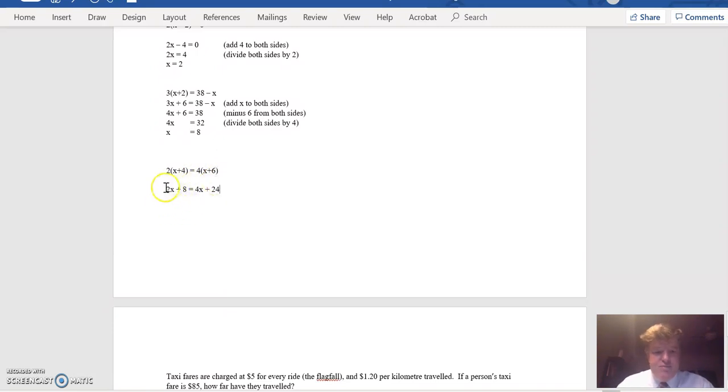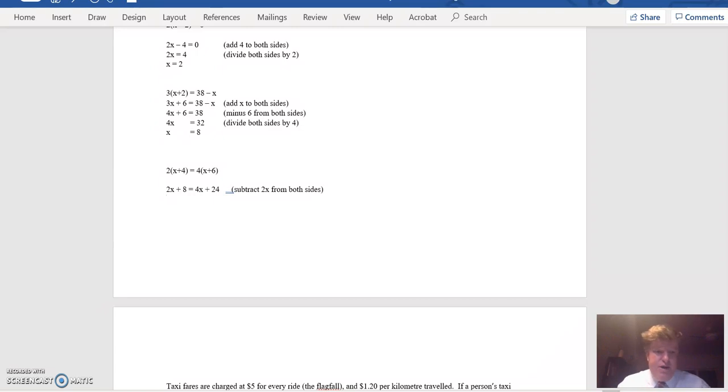Now we get rid of the smallest value of x to help balance those, to get all the x's on this one side here. So we're going to subtract 2x from both sides. So 2x minus 2x is just going to leave us with 8 on this side. So we're going to have 8 equals 4x. You have to subtract 2x from both sides.